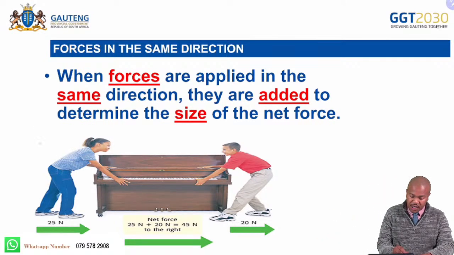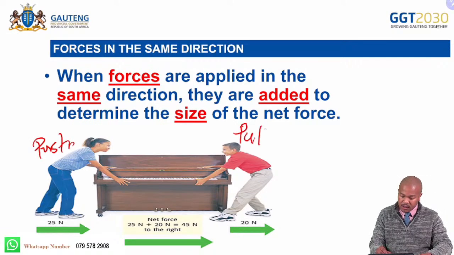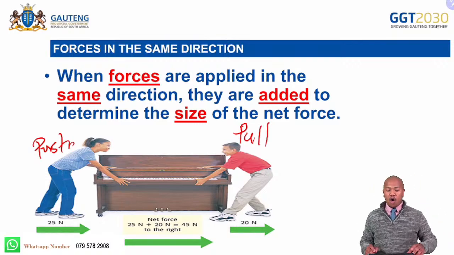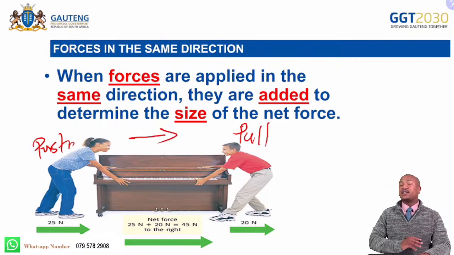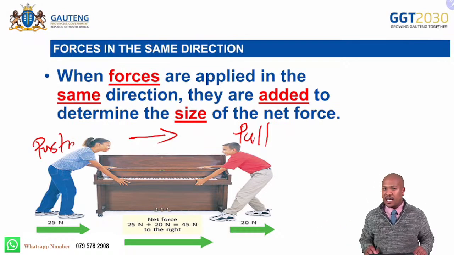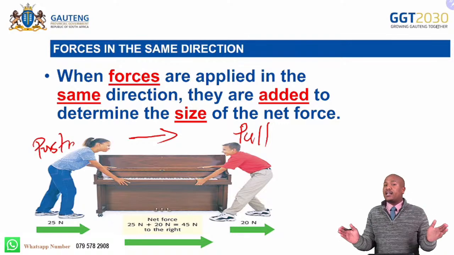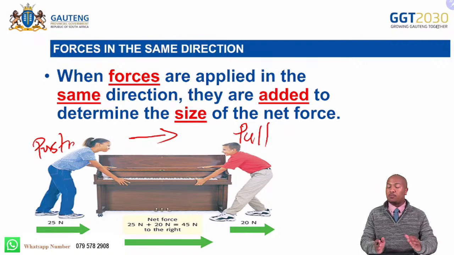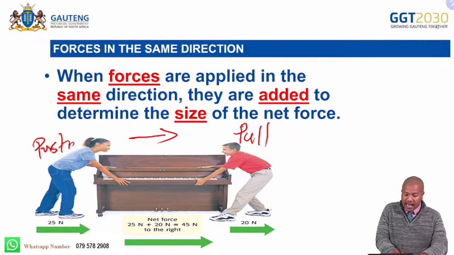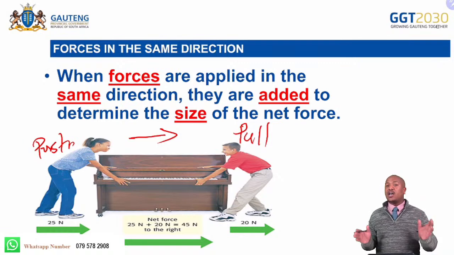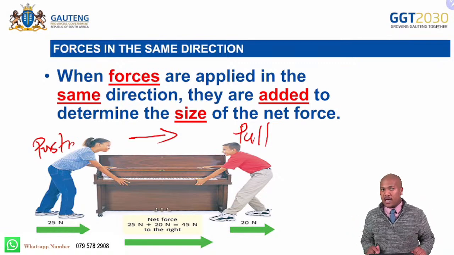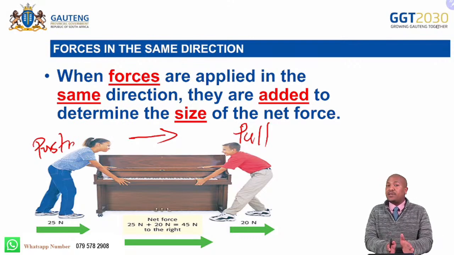This one is pushing, this other one is pulling, but they're all going to the same direction, which is the right-hand side. Remember, what did we say? We said that forces, when they are in the same direction, we add them. So let's look at the forces that they exert on this piano here. The girl here has a pushing force of 25 newtons. This girl is applying 25 newtons of pushing force to this piano here.